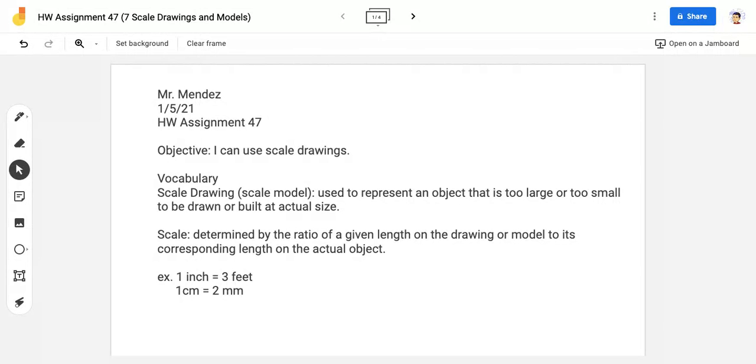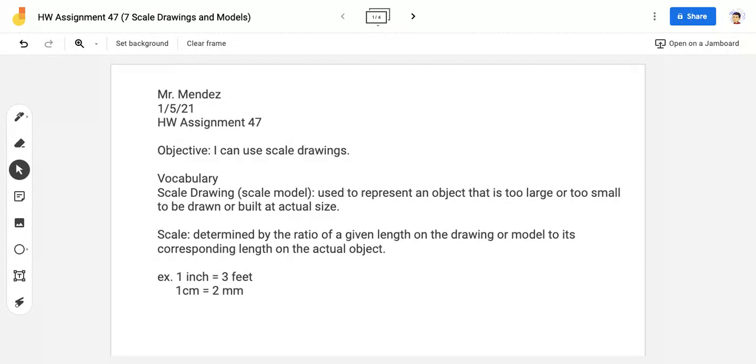All right. So here's our vocabulary. A scale drawing or a scale model is used to represent an object that is too large or too small to be drawn or built at actual size. So one example of this, something that you might see, can be like a blueprint to a house, let's say. We make a blueprint to a house.